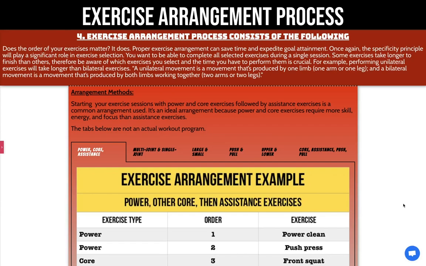Now, continuing from the last lesson, the exercise arrangement process consists of the following. It is important to understand which exercise you should do first and which ones you should do last. There's no golden rule once again, but these are a variety of different methods that you can use to arrange your exercise program. So let's start reading right here.